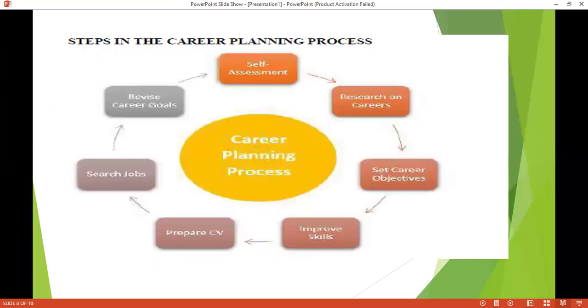The steps in the career planning process. The first thing is self-assessment. You first assess yourself: is this where I want to be? Then research on the career. You can research your career field. Then set career objectives: what are the objectives you want to achieve? Then improve your skills, prepare your CV, start the job search, then revise career goals. So those are the steps in career planning.